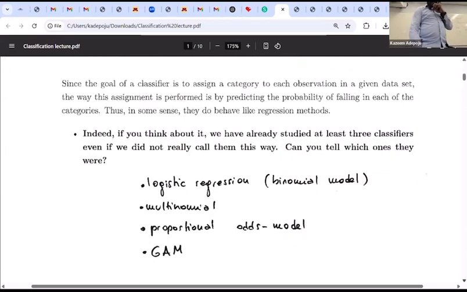Now, since the goal of a classifier is to assign a category, you know what we want to do? A classifier will assign a class or category to each observation. Which means initially we do not know where they are classified, but based on what we know about the values of the predictors, I'll be able to classify them. And that was why I said the way this assignment is performed is by predicting the probability of falling in each of the categories.